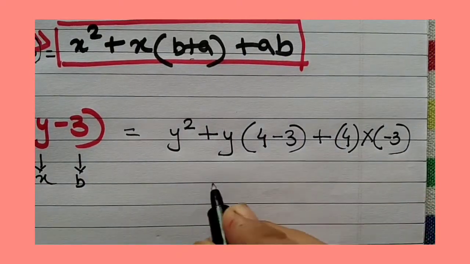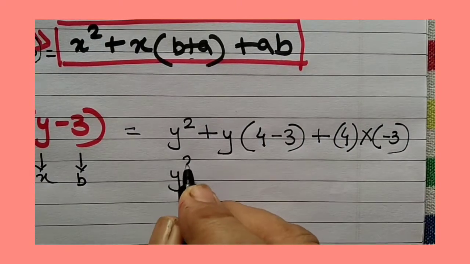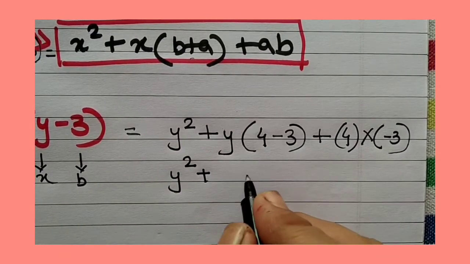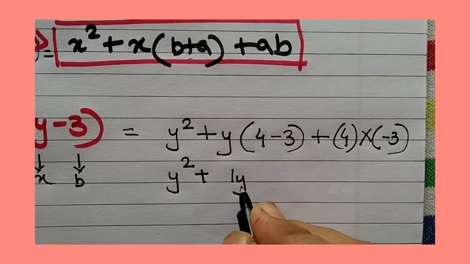Now we will open the brackets. So here you will get y² plus, now 4 minus 3. 4 minus 3 is 1. So it will be 1y.